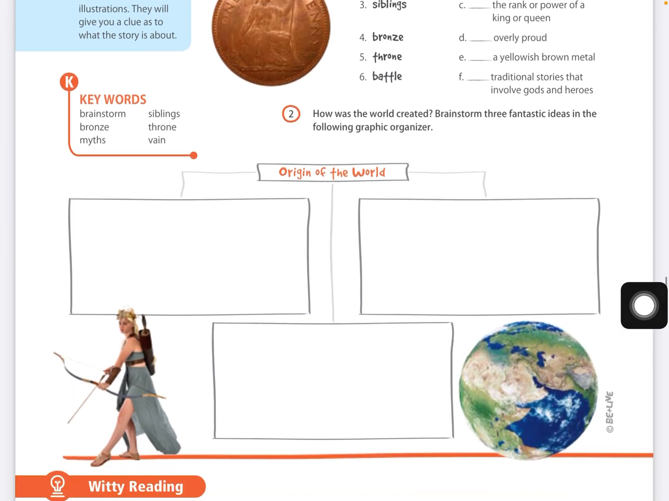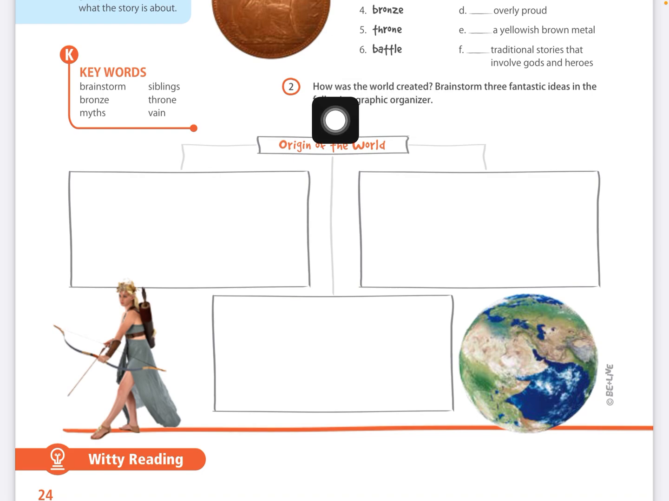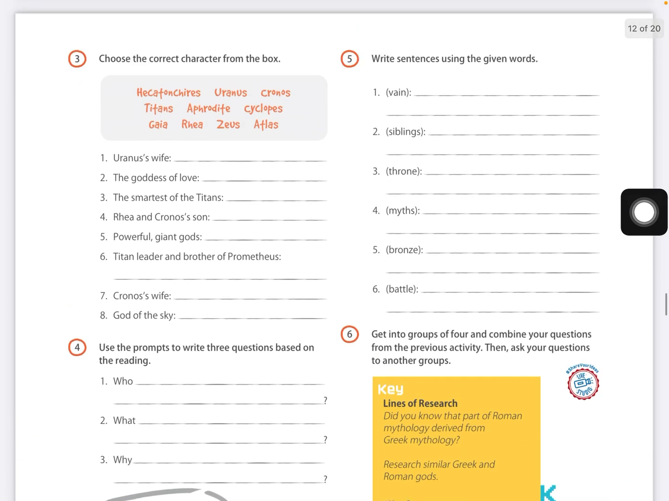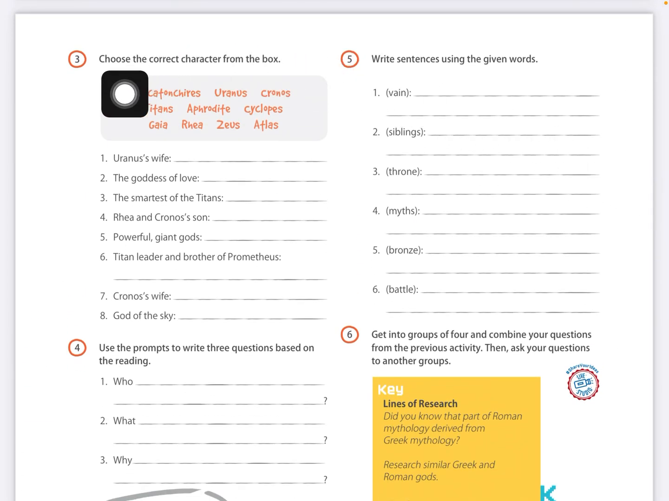So in class here we are going to go with point number 2. How was the world created? Brainstorm 3 fantastic ideas in the following graphic organizers. So on each one of these charts you are going to describe one important or fantastic idea about the origin of the world. So we continue with page 25 and you go to point number 3.